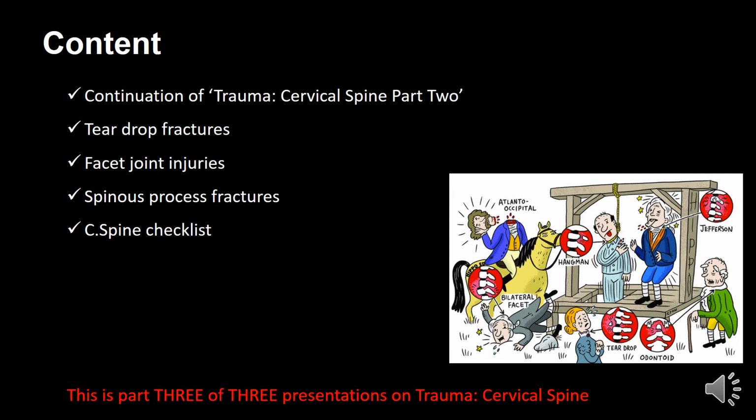Welcome to part 3 of 3 presentations on the cervical spine. It's a continuation of part 2. So again, we're going to continue to look at a range of fractures and injuries of the cervical spine and finish up with a checklist to make sure that you know how to assess the images.